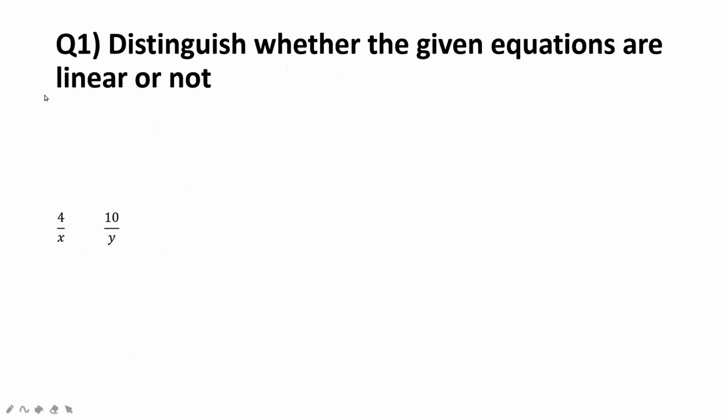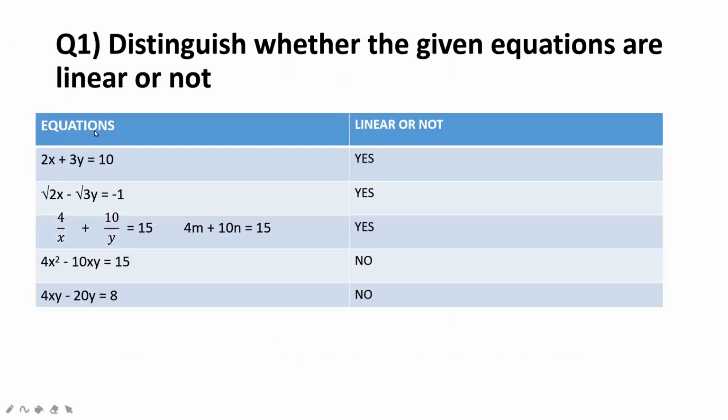So the question says, distinguish whether the given equations are linear or not. So we are having two columns, that is equations and linear or not. So what we have to do is we have to see the equations and check whether the given equations are linear or not.